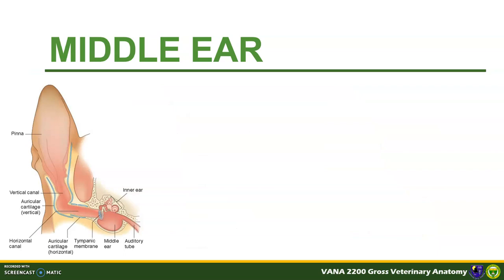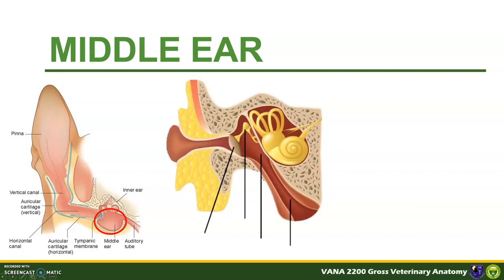Now let us move to the middle ear. The middle ear is the part inside the tympanic cavity containing the auditory ossicles and opening to the auditory tube. Here is an enlarged portion of the middle ear showing the tympanic membrane or the eardrum, the ossicles, the tympanic cavity, and the auditory tube. The tympanic membrane is a thin semi-transparent partition between the external auditory meatus and the middle ear. The incoming sound waves vibrate the tympanic membrane and delivers this information to the bony ossicles.